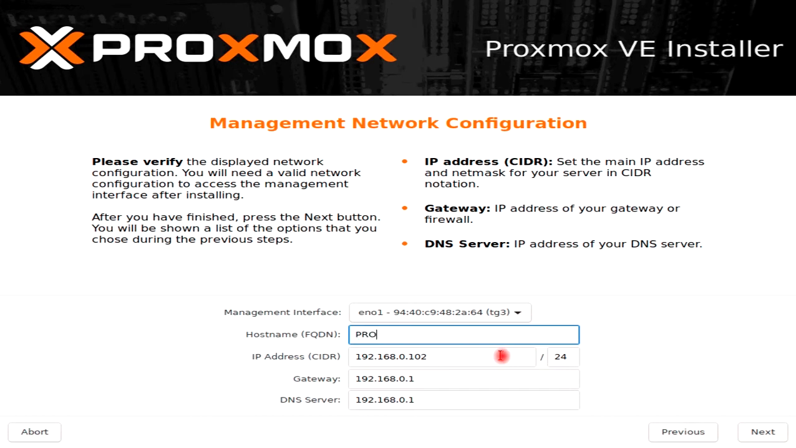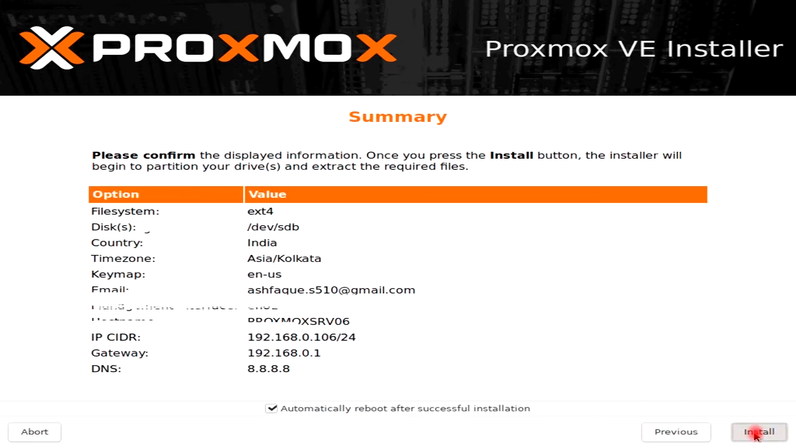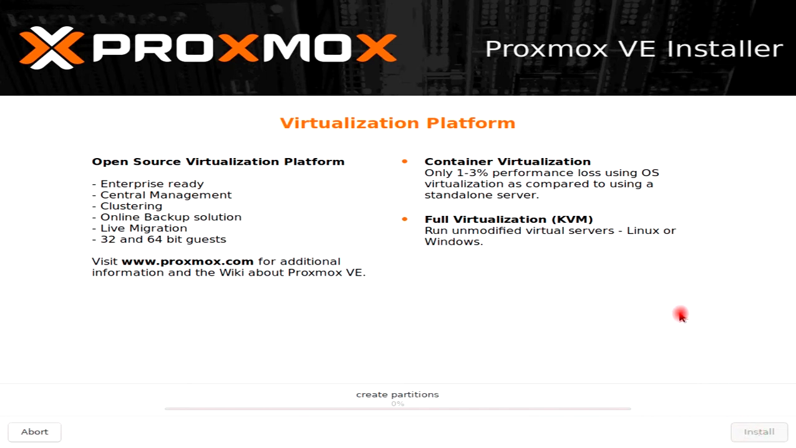I will set the host name for the Proxmox server. I will provide here the static IP address 192.168.0.106. I will provide the DNS here, 8.8.8.8. Next, install Proxmox.